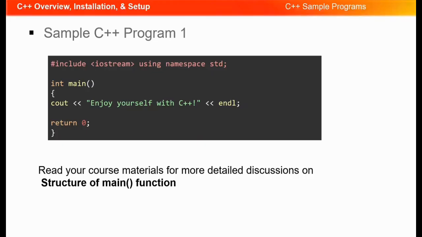And next, we have the main function. So you have, first of all, the return type, integer. Then you have the name of the function, open parentheses and closing parentheses. Then you have an opening bracket and a closing bracket over here, and the body of the function is encapsulated in here. So the first line of the function is cout, then the arrows to the left, "Enjoy yourself with C++", arrows to the left, and then endl.